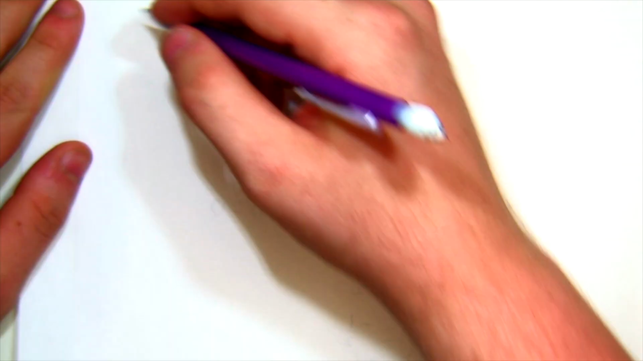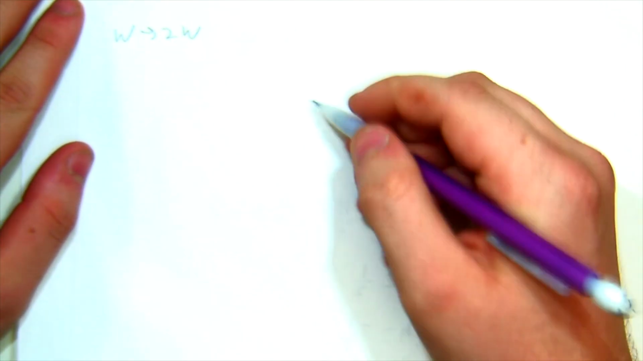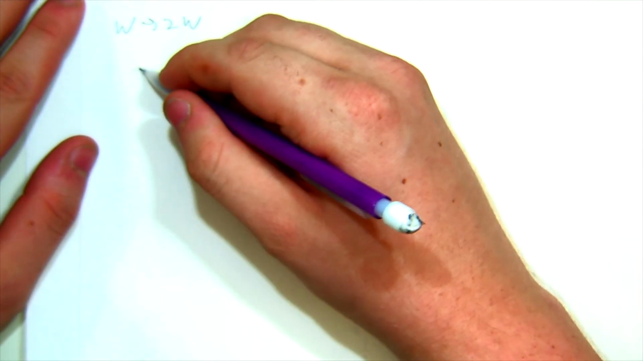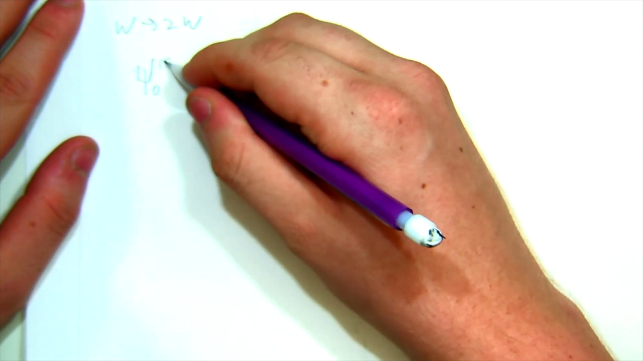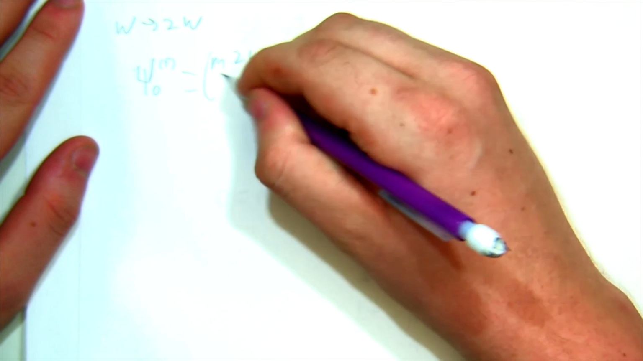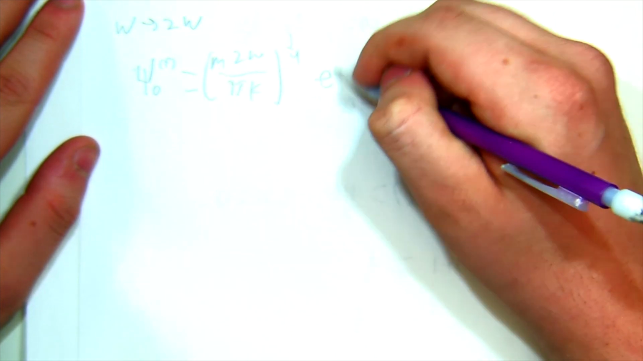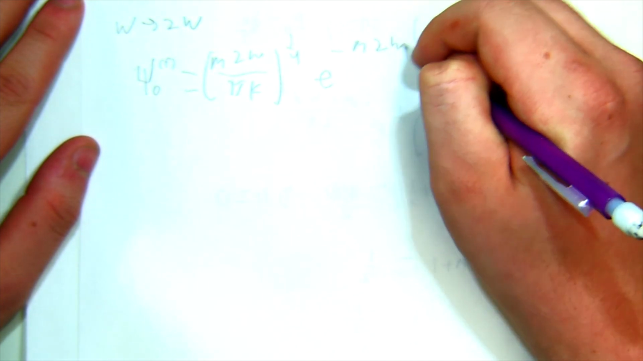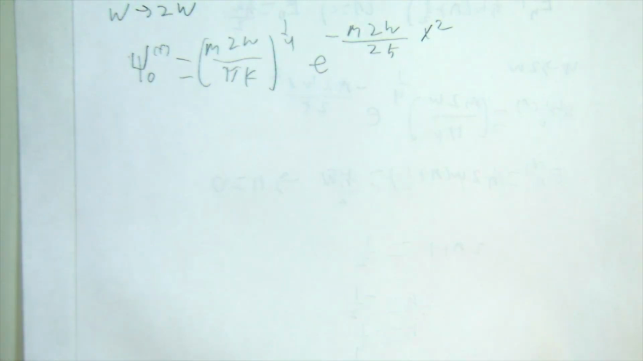After we quadruple our spring constant, that means that our omega is now going to be 2 omega, meaning that our basis after we quadruple the spring constant, we'll just call this f, is now equal to (m times 2 omega over pi h bar) to the 1/4 e to the negative m 2 omega over 2 h bar x squared. Now, what are the energies for the before and after?